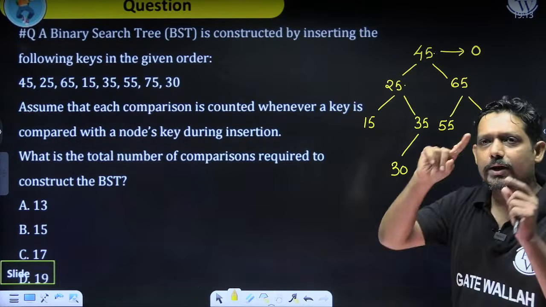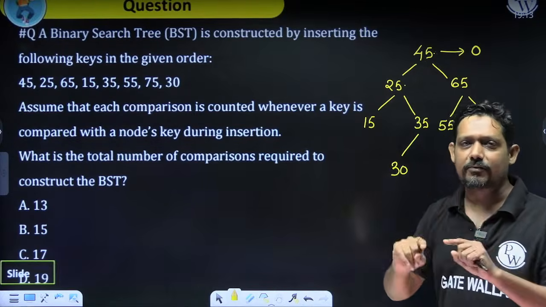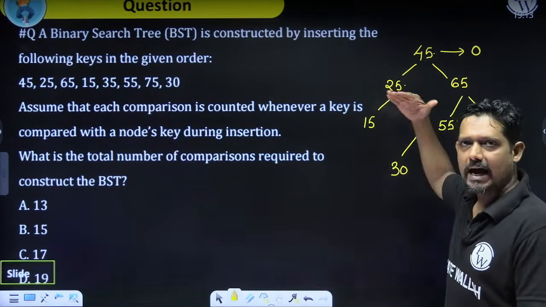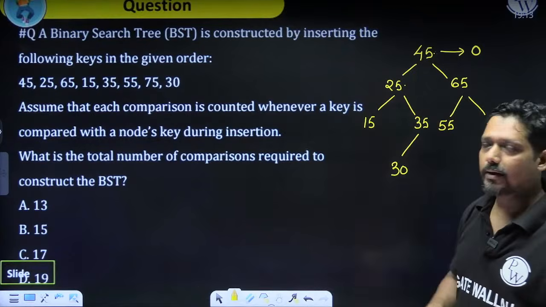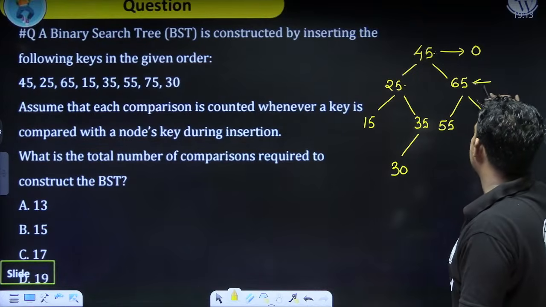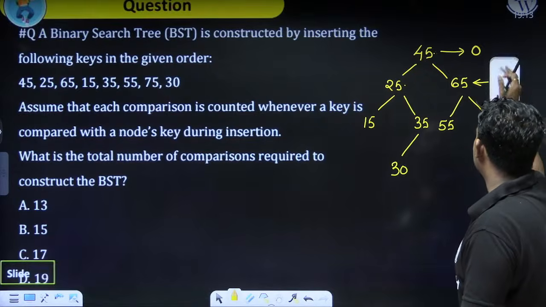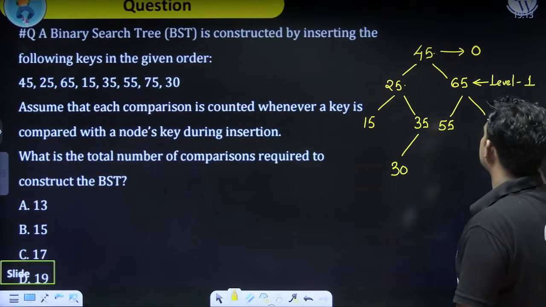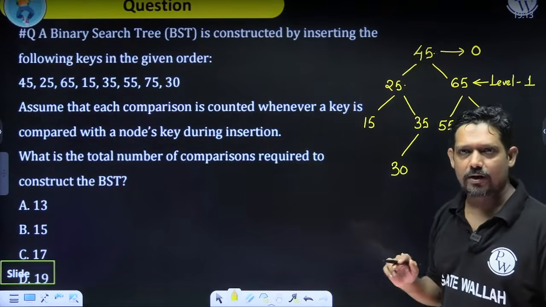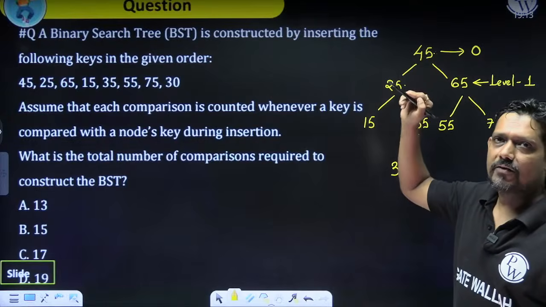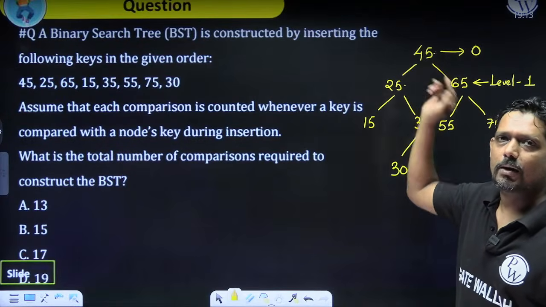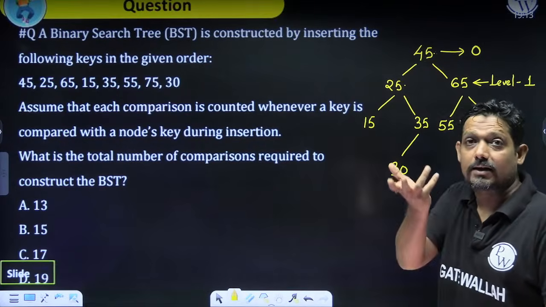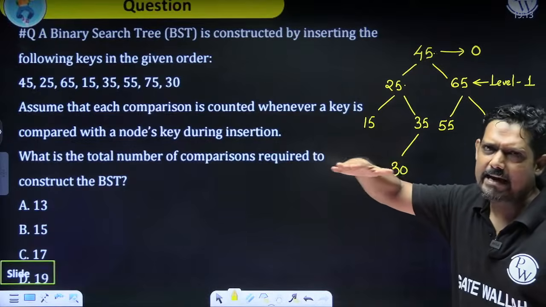Now when you insert the value 25, you have to compare with 45. Then you come to this particular height 1 or depth 1. So all the nodes at depth 1, or let's say level 1, required one comparison, because 25 will be compared with 45, and 65 will also be compared with 45.